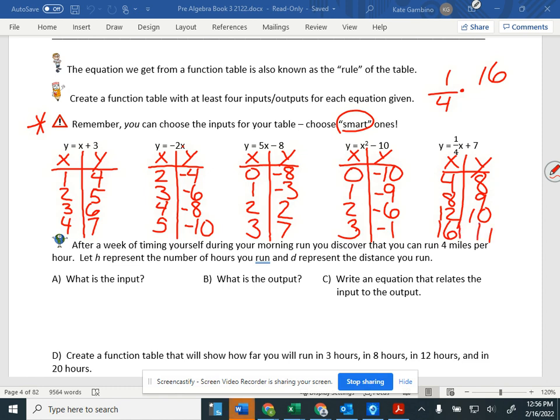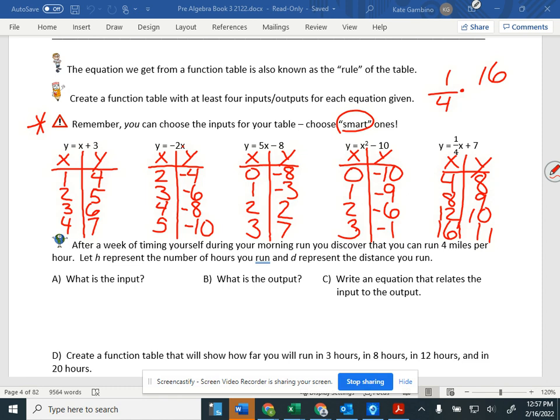So when Andrea was looking at that, she saw the denominator was 4, so she chose numbers that had 4 as a factor. Easy to do that multiplication in your head. You don't have to worry about simplifying. You don't have to worry about improper numbers. She got whole numbers each time. So it was a smart choice for her inputs.